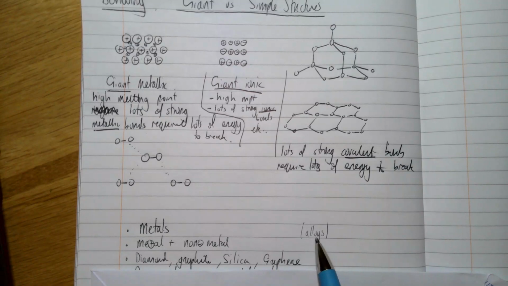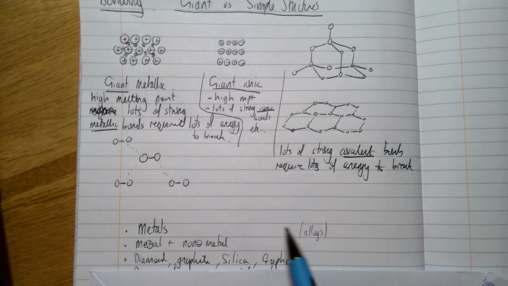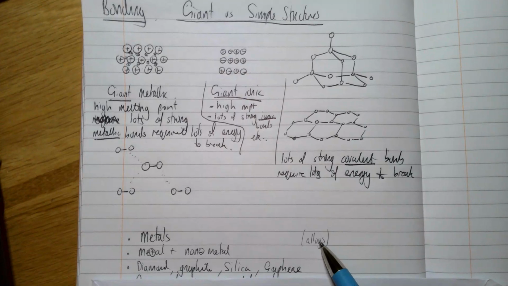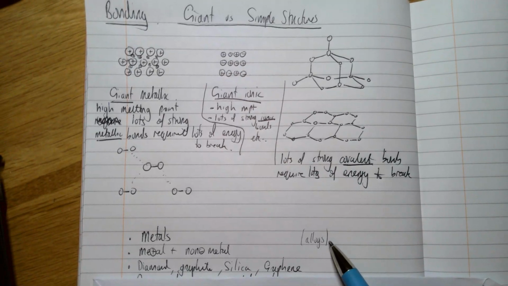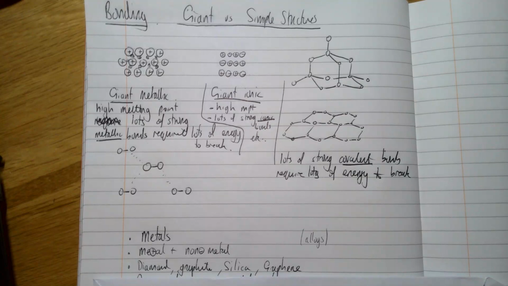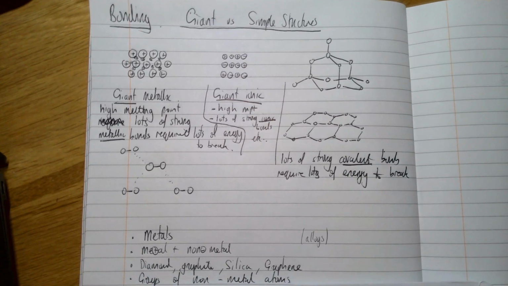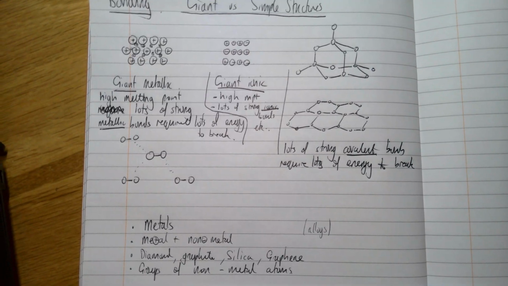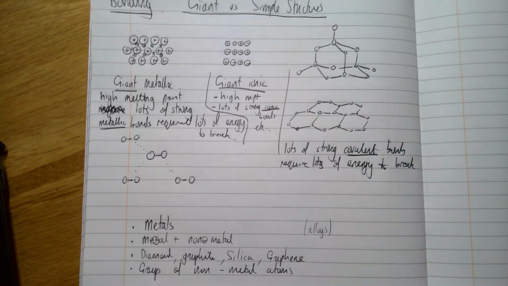I'll just remind you at this point that there's a kind of subcategory of metals which you might have to write about. But we're going to cover those in a different video. So alloys are when you've got mixtures of 2 or more metals, or 2 or more elements, one of which is a metal, which changes the properties a bit. But essentially you've still got metallic bonding going on there. If you've got groups of non-metal atoms, you have simple covalent bonding.